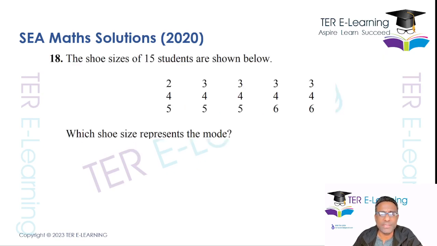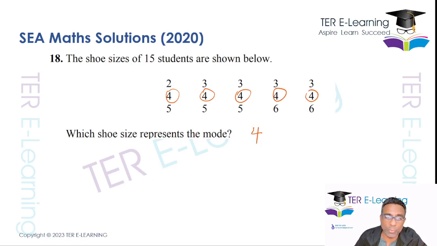Question 18, which shoe size represents our mode, right? Now the mode is the one that occurs most frequently, right? So when we say most frequently, we're looking for the number that appears most. So this shoe size here, we have 4 appearing 5 times, right? So the answer is going to be 4. The mode is actually 4.